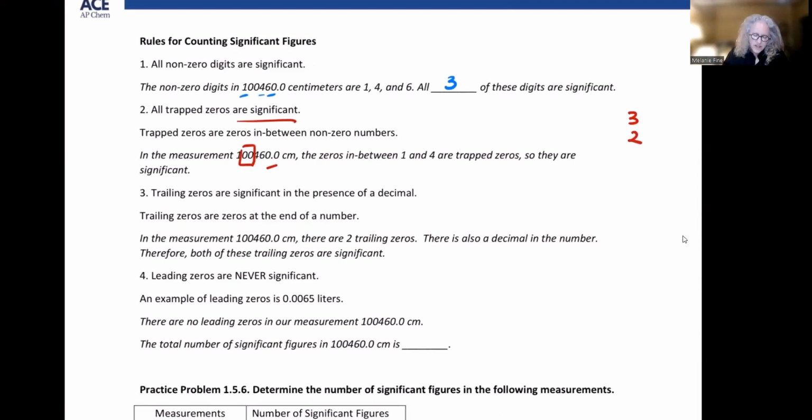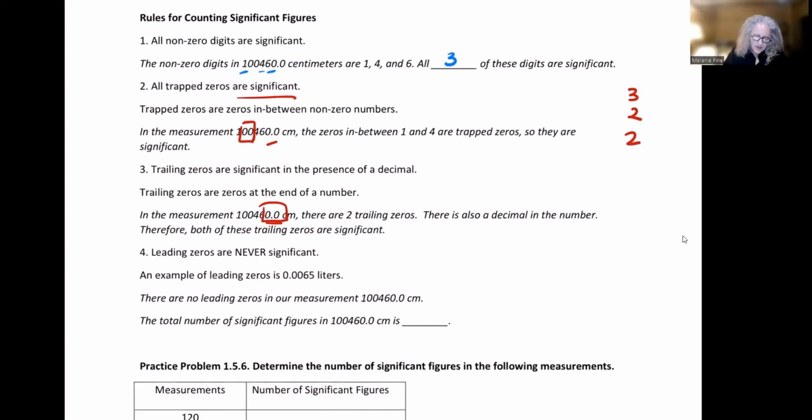Number 3, trailing zeros are significant if there's an explicit decimal. Is there an explicit decimal in this number? Yes, there is. So both trailing zeros are significant. So those count as well. Leading zeros are never, ever significant. This number doesn't have any, so I had to put in a different example to show you. Those are leading zeros. They are never significant.